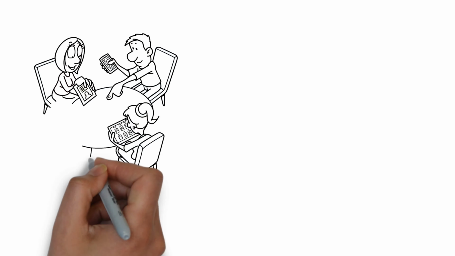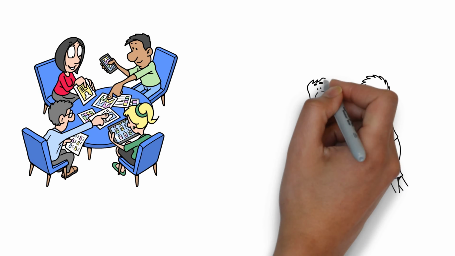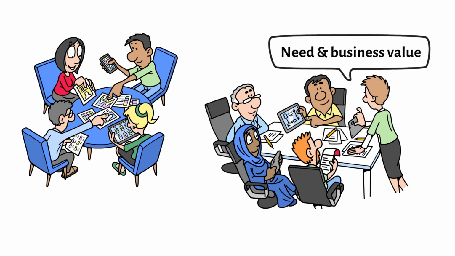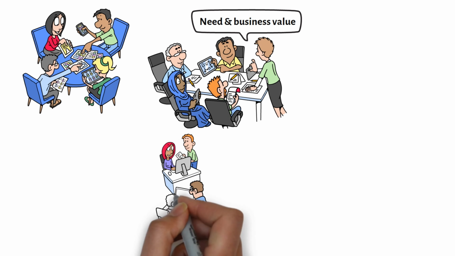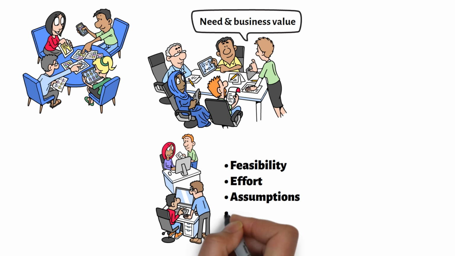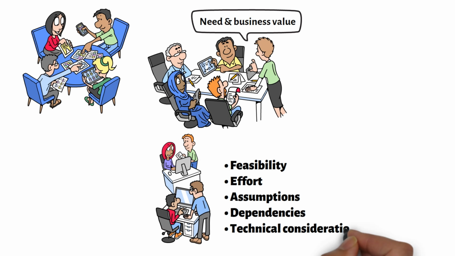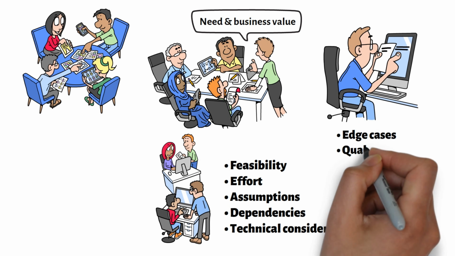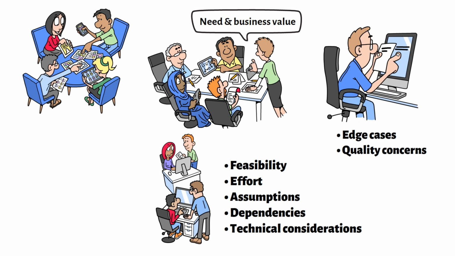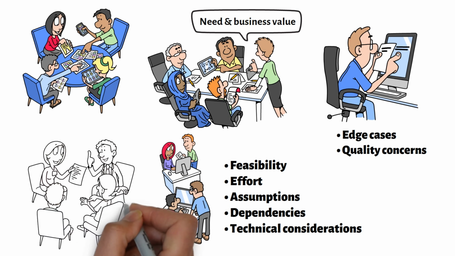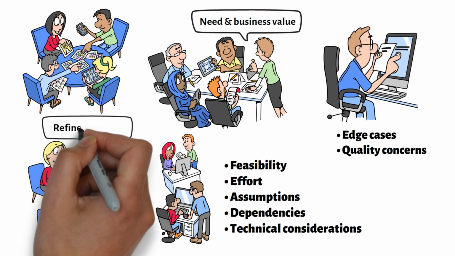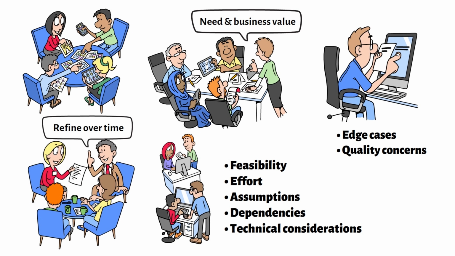User stories are often refined collaboratively. Stakeholders and customers help explain the need and business value. The development team helps clarify feasibility, effort, assumptions, dependencies, and technical considerations. Testers may identify edge cases and quality concerns. This collaboration is important because a user story is not meant to be written once and handed off. It is refined over time through conversation.